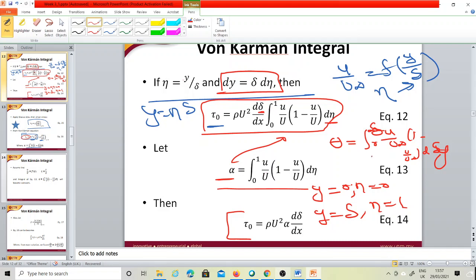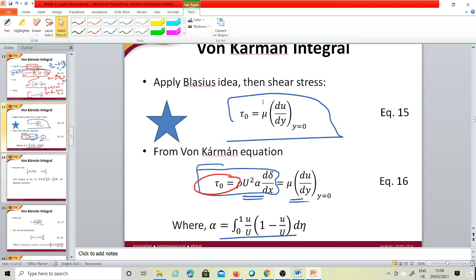Okay, and you remember how I changed this y to eta. So 0 to delta becomes 0 to 1. In the case of dy it becomes delta d eta. So the d eta is here and delta is here. Okay, I hope you all understand. So let's continue.